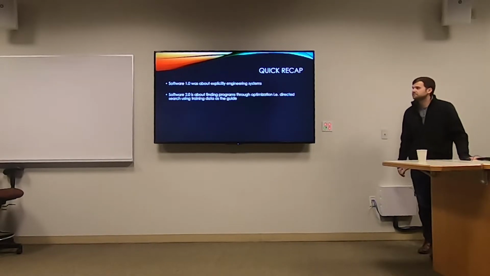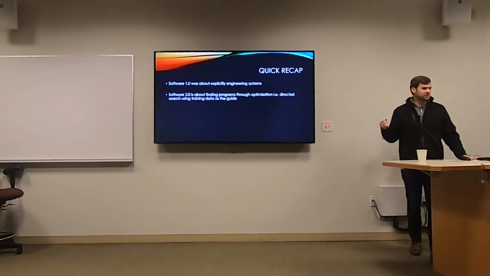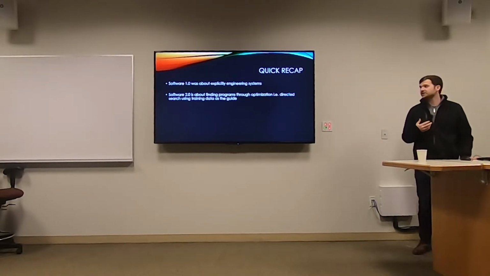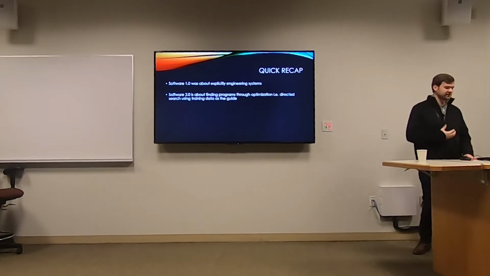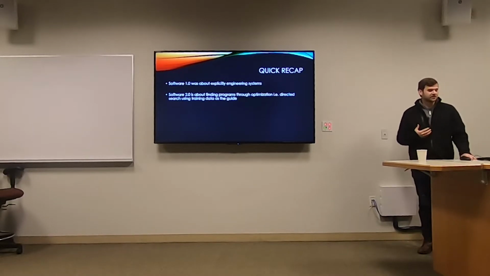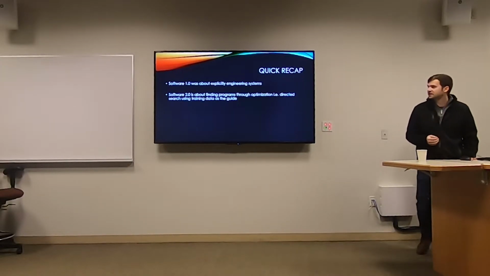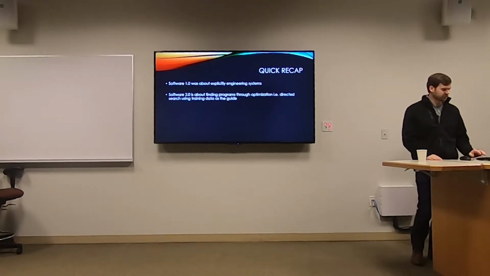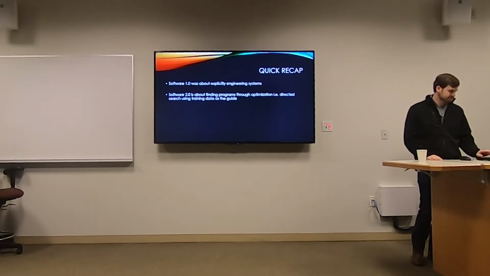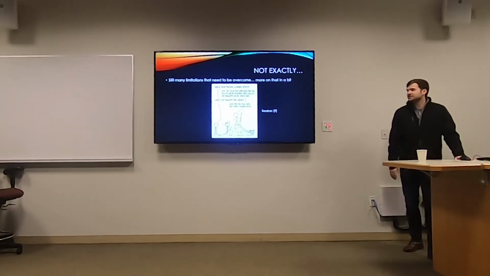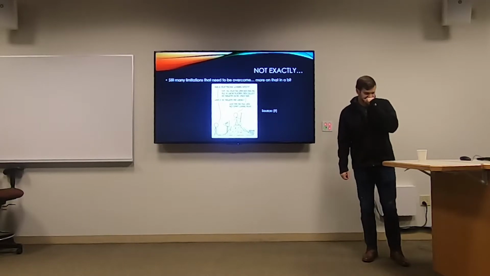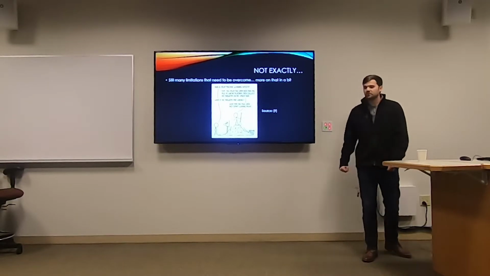Just to recap, Software 1.0, we explicitly engineer systems. Software 2.0, we're finding programs by using optimization, which you can think of as directed search using training data as the guide. So does this mean that Software 2.0 is the ultimate silver bullet? Well, not exactly. For one thing, building these things is very time-consuming and laborious.